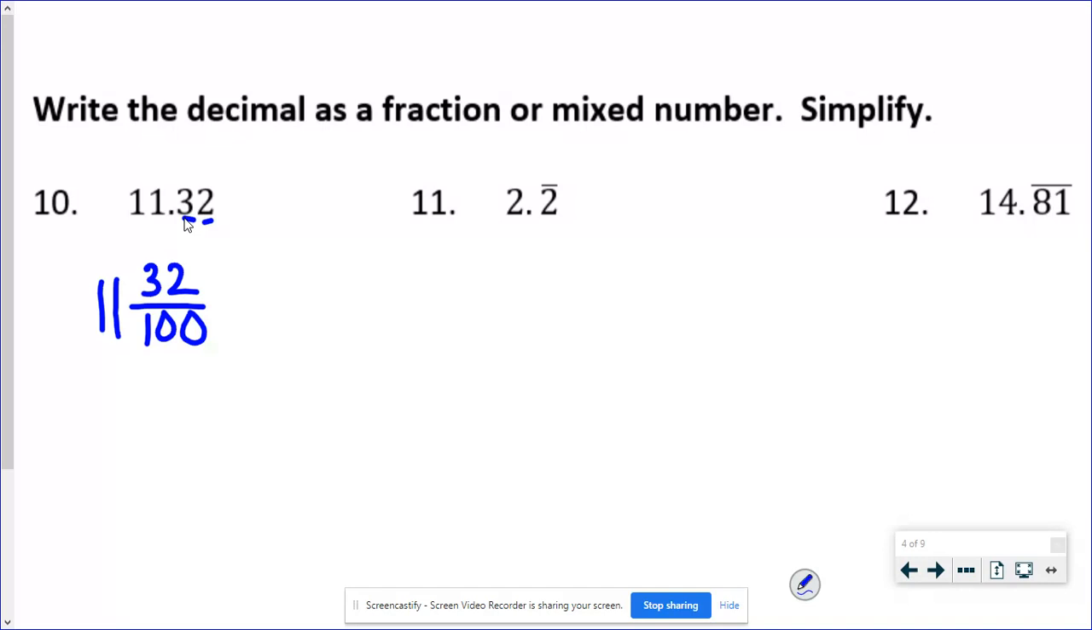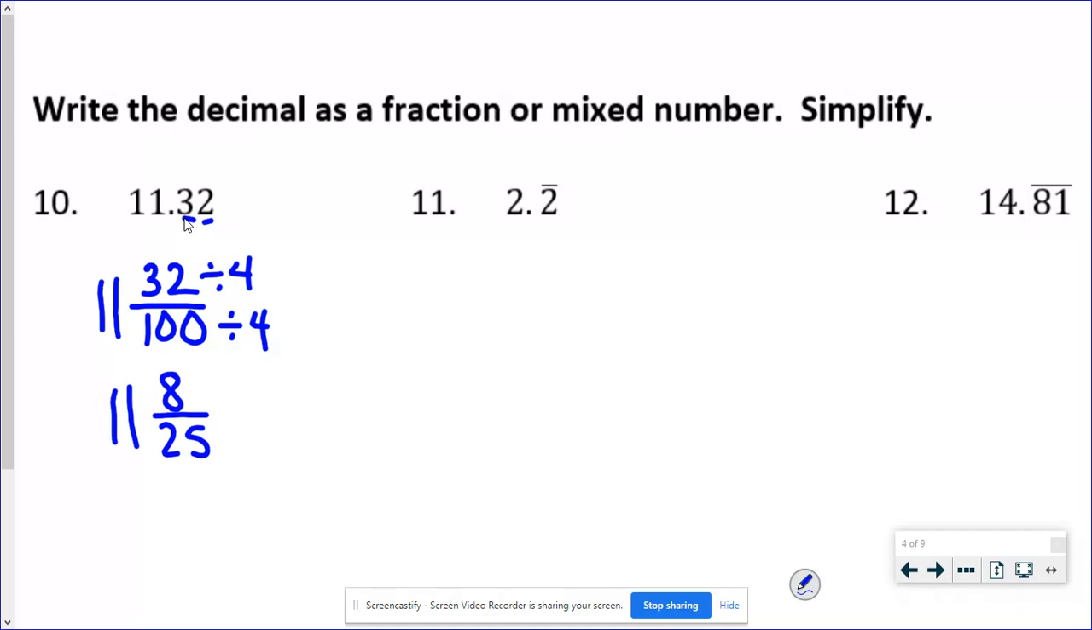I do need to simplify. It tells me to simplify, but we know we're always going to simplify. I could divide both of these by 4. So that would give me 8 in the numerator and 25 in the denominator. 11 and 8 25ths.